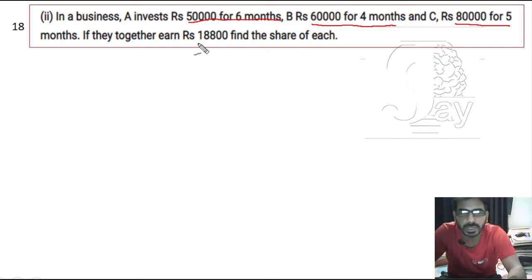If they together earn rupees, so this is the earning, this is only the profit, 18,800. You have to find the share, who is going to take how much.